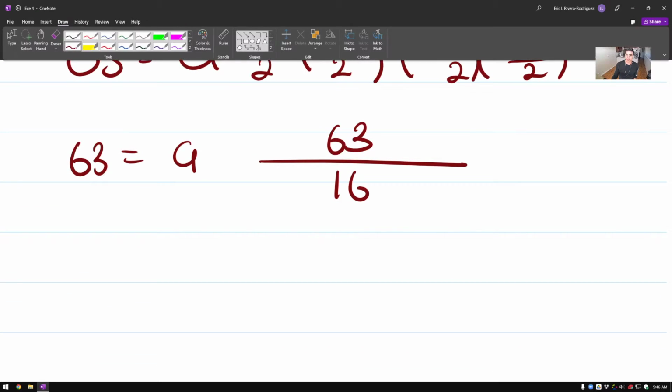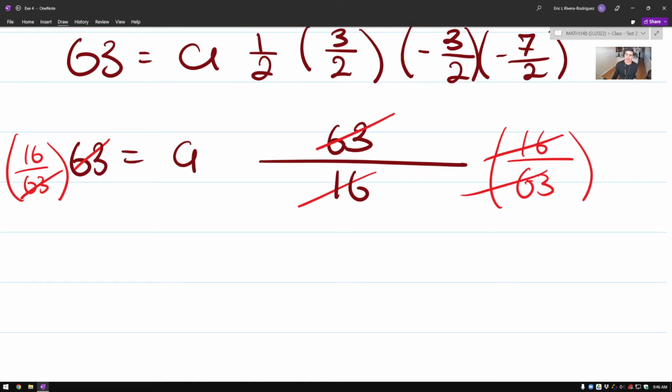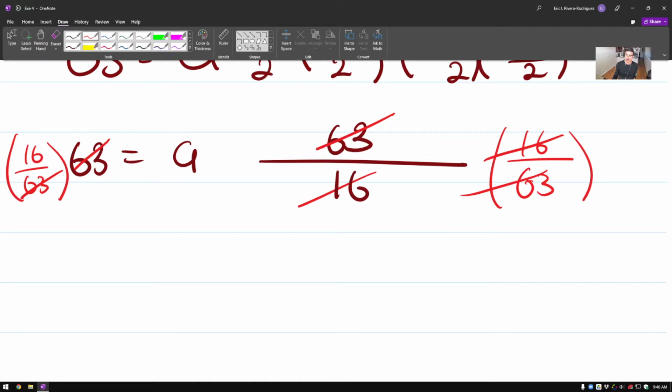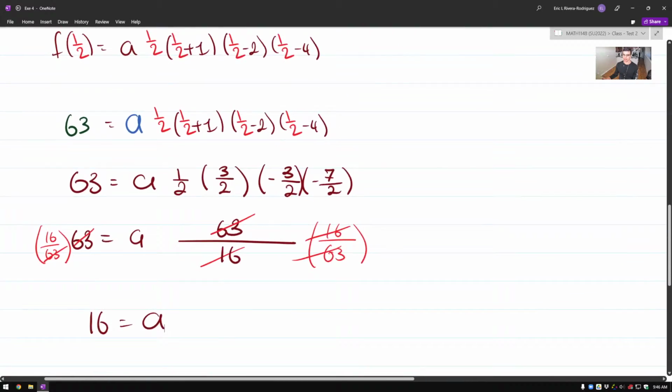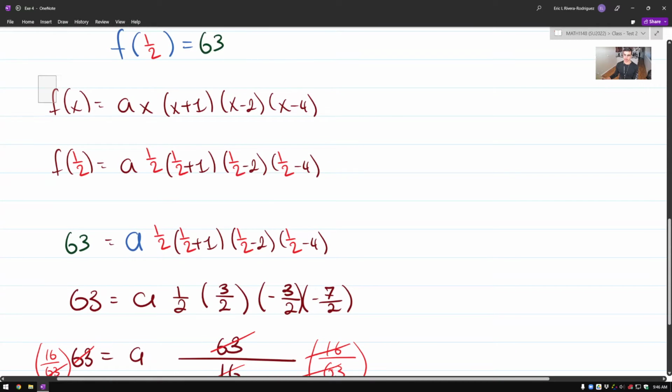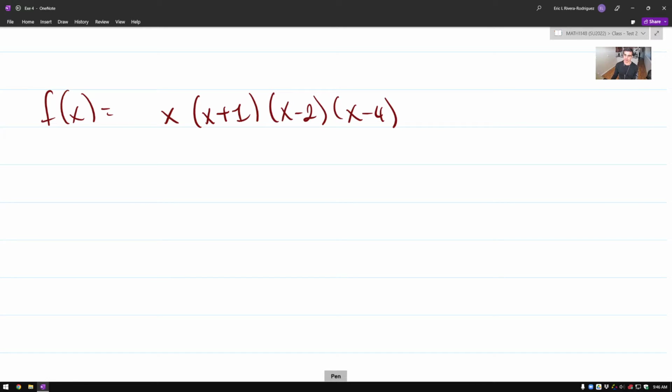We multiply both sides by the reciprocal of this. We cancel 63, 63, 63, and then what is left is 16 equals a, so we got the value for a, 16. And then what we need to do is to go here to finish our exercise, is to replace a with 16, and that is our polynomial.